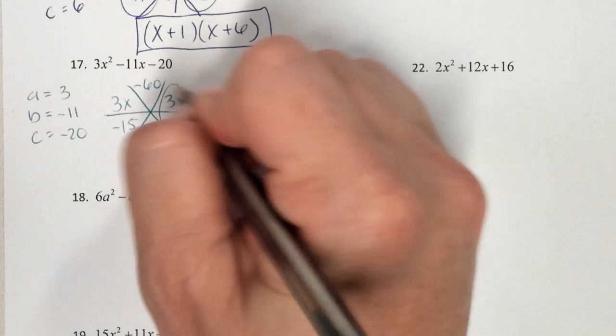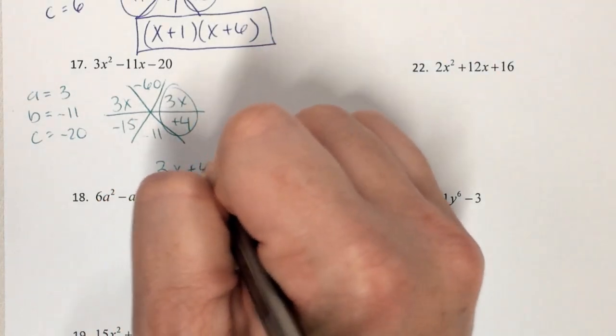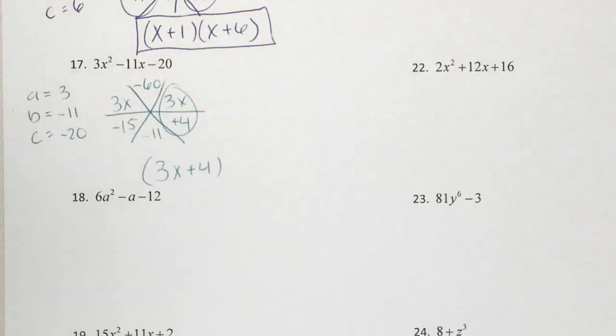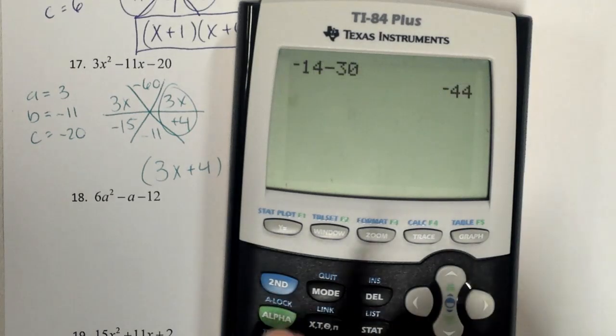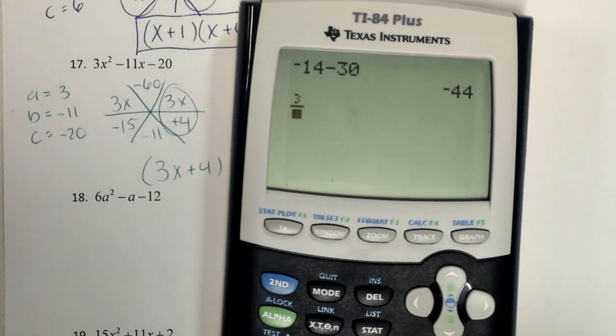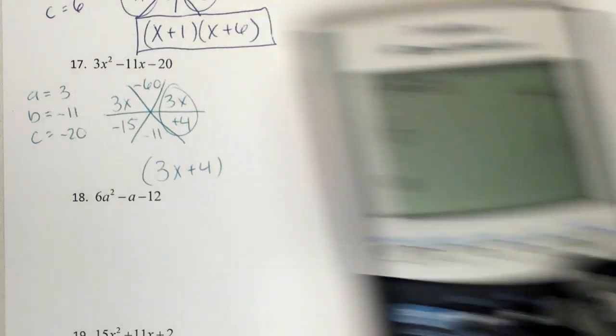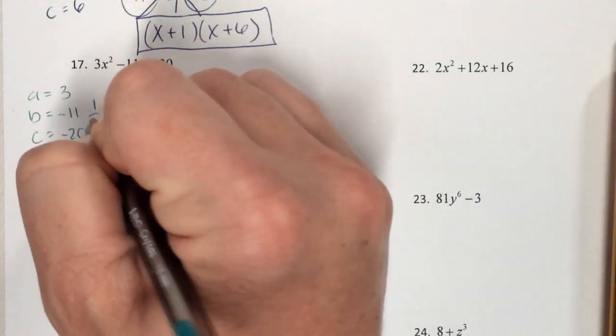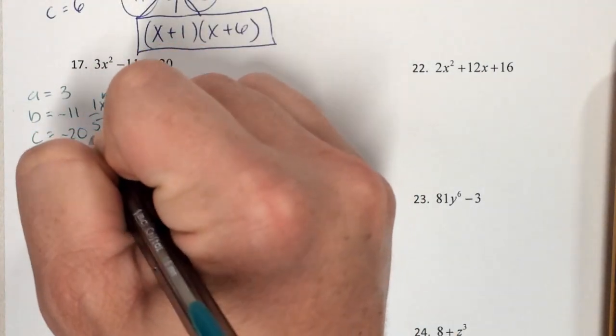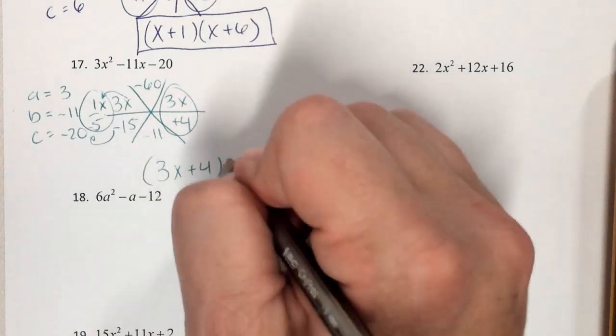Now, 3 over 4 doesn't simplify, so that's a factor. But 3 over 15 might. And it does, so it goes to 1/5. Bring over your x, bring over your minus, so x minus 5.